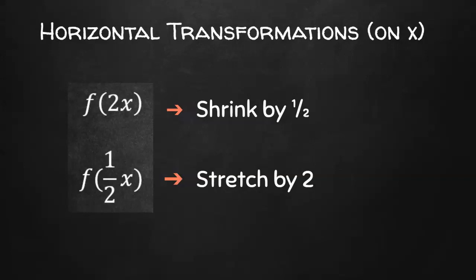Now, if you have a 2 in front of the x inside of your function, you are actually going to be shrinking by a factor of 1/2. That's the opposite of stretching like you had before. If you had a 1/2 inside of your function, you are going to be stretching. So shrinking and stretching as a horizontal transformation, you can almost think about it like an accordion.